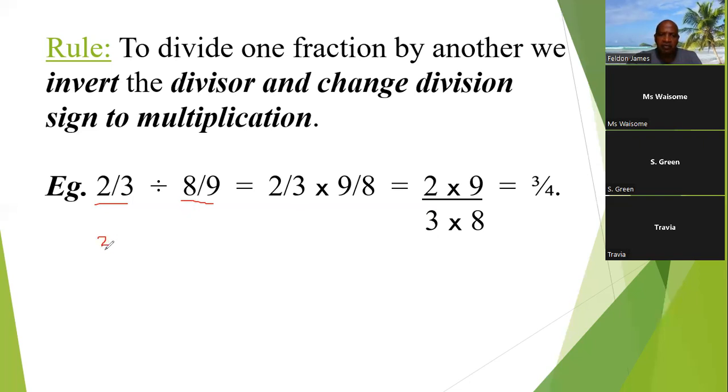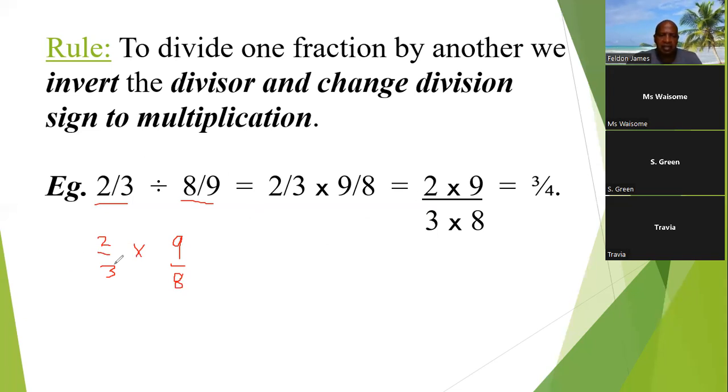All right, so you have 2 over 3. Then you flip the 8 over 9, and then you change the division sign to multiplication, so you get 9 over 8. And once you have done that, you realize now that you're really going to multiply the two fractions together, but wherever possible, you cancel. Now, when you're canceling, students, you are canceling numbers below with numbers above, right?